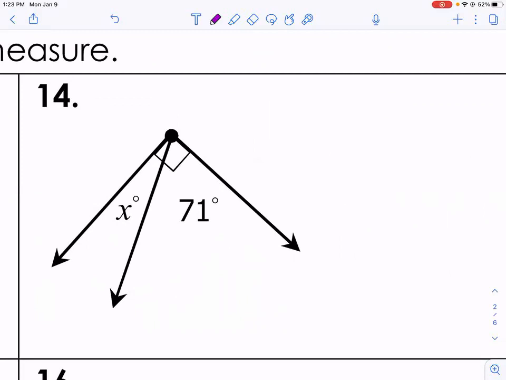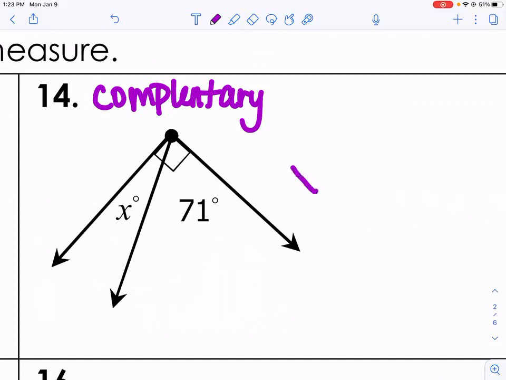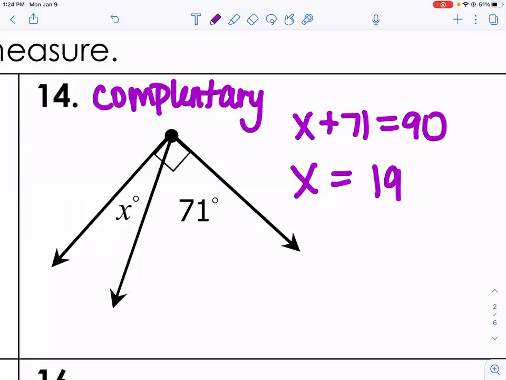I believe it's complementary. Okay, complementary. And complementary means two angles add up to be 90 degrees. So Kane, what is X? How did you get 19? X plus 71 equals 90. So X is 19.